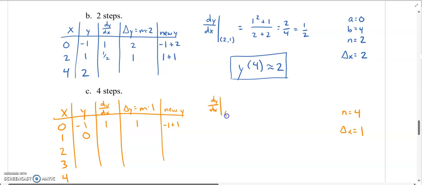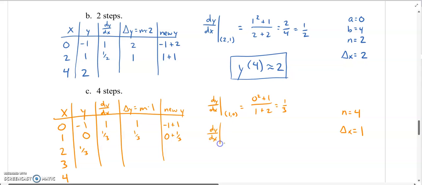We're going to evaluate that at 1, 0. And that's going to be y squared plus 1 over x plus 2. So that's going to be 1/3. We'll take our slope times delta x. We'll add that delta y value to our old y value, and we'll get 1/3 for the new y value. Okay, and we're going to do that one more time.